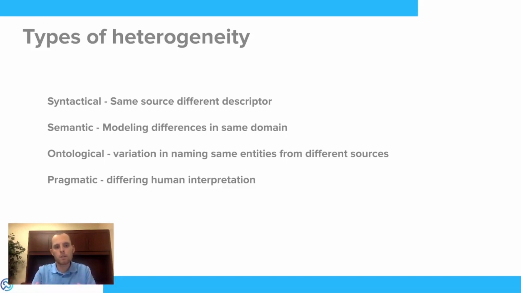And today we're going to touch on 4 different types of heterogeneity. Syntactical, which is data with the same source but different descriptors. Semantic, which is data that has modeling differences but within the same domain. Ontological, which is variations in naming the same entities but from different sources. And pragmatic, which is data that has differing human interpretation, but it's the same underlying data.